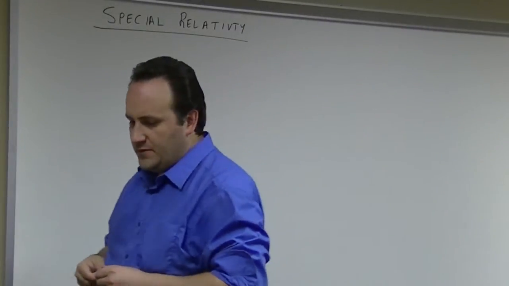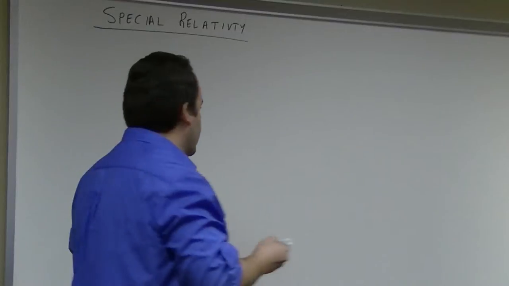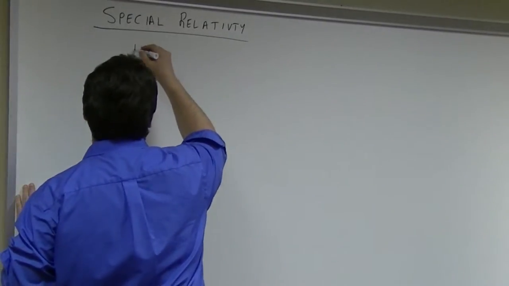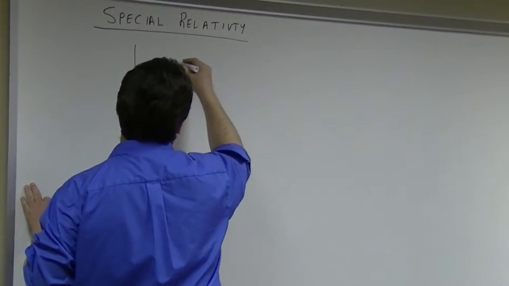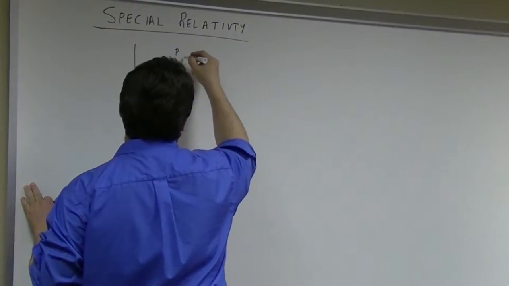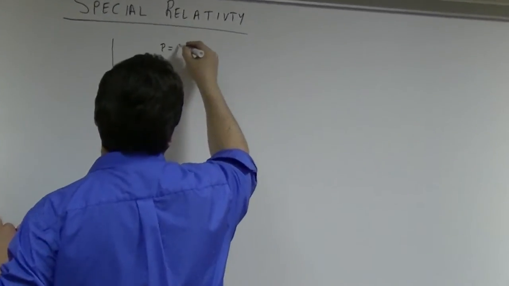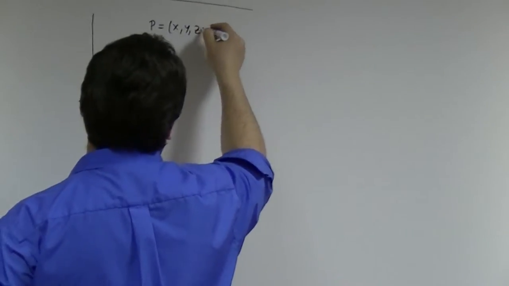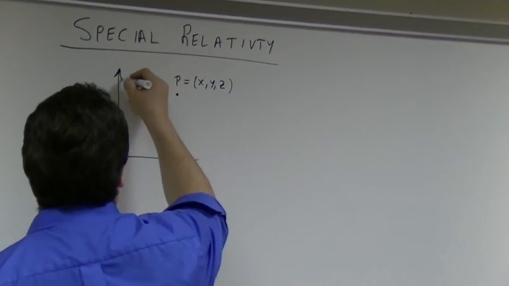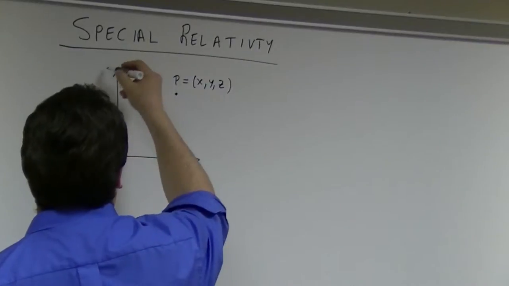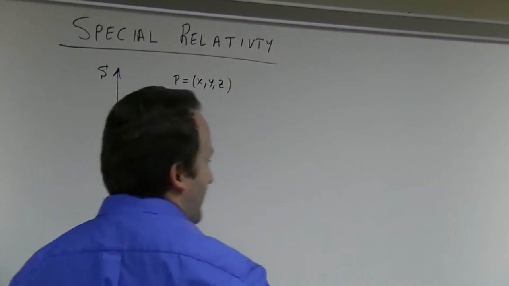In order to really appreciate what special relativity says, we first have to appreciate what we've been assuming all along. And why have we been assuming what we're assuming all along? Well, if you really take the starting point of this course, what I did was I said you can take a point, P, and you can label that point by coordinates x, y, z, right? And that's what we call a frame of reference, right?